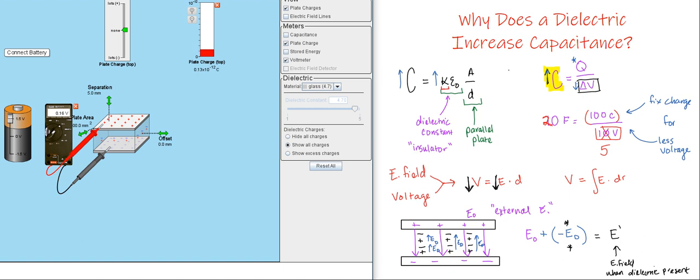So hopefully this gives you a little bit of a reason why the dielectric, adding it to a capacitor, increases the capacitance, thereby decreasing the amount of potential needed to achieve the same amount of charge separation.